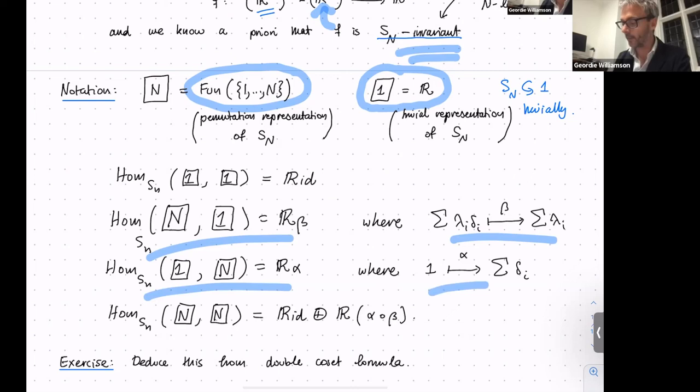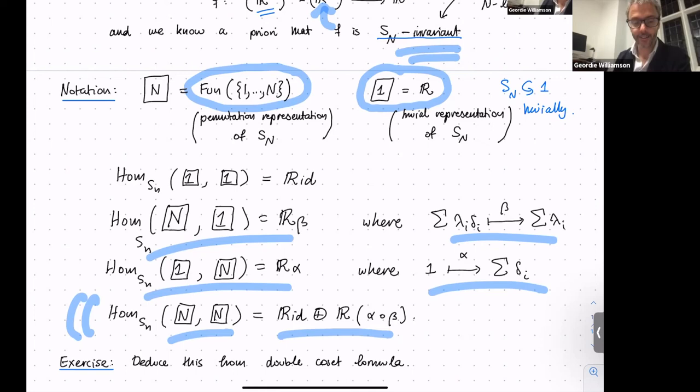And the claim, which is the only non-trivial claim here, is that the Sn-equivariant homomorphisms from an n-set to itself is exactly two-dimensional. So if you were thinking about this as being a layer in a fully connected neural net, this would be n squared dimensional. So the dimension would grow quadratically in n. But when we impose this equivariance, this space of intertwiners is only two-dimensional, independent of n, which seems very useful.